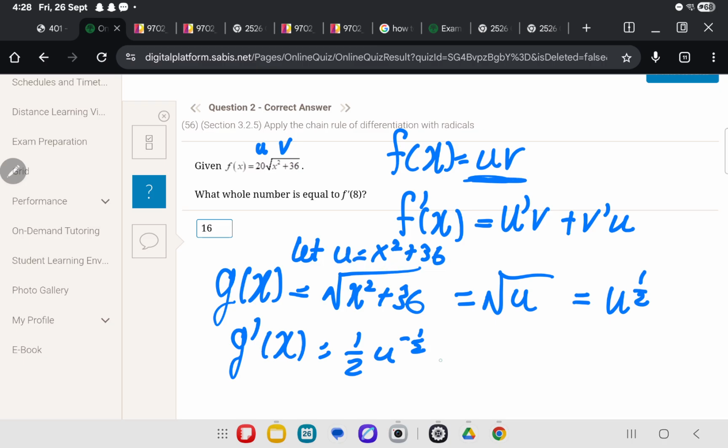what do you get? x squared derives to 2x, but 36 differentiates to 0, because a derivative of a constant is 0. So we're going to erase this, and we're going to change this to u prime equals 2x. So we're going to multiply this by 2x now. So now this is our derivative.